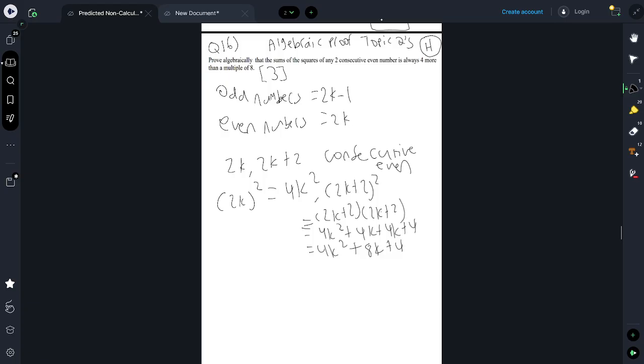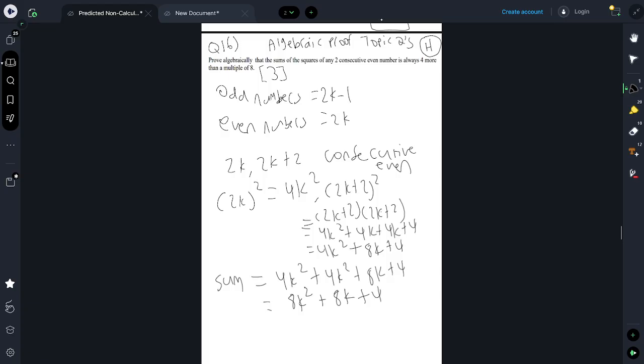Okay. So now we've worked out the squares of the two numbers. Now we need to sum them. So the sum is going to be 4k squared plus, for this number, 4k squared plus 8k plus 4. Collecting like terms, 8k squared plus 8k plus 4. So now we say that the sum here is always 4 more than a multiple of 8.